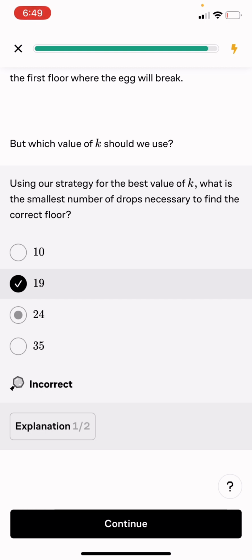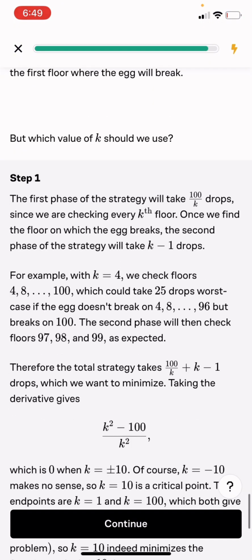Probability. I guess you could do some stuff with that. That shouldn't be a lot. The first phase of the strategy will take 100 over k drops, since we're checking every k-th floor. Once we find the floor and the egg breaks, the second phase of the strategy will take k minus 1 drops. For example, with k equals 4, we check floors 4, 8 to 100, which could take 25 drops.